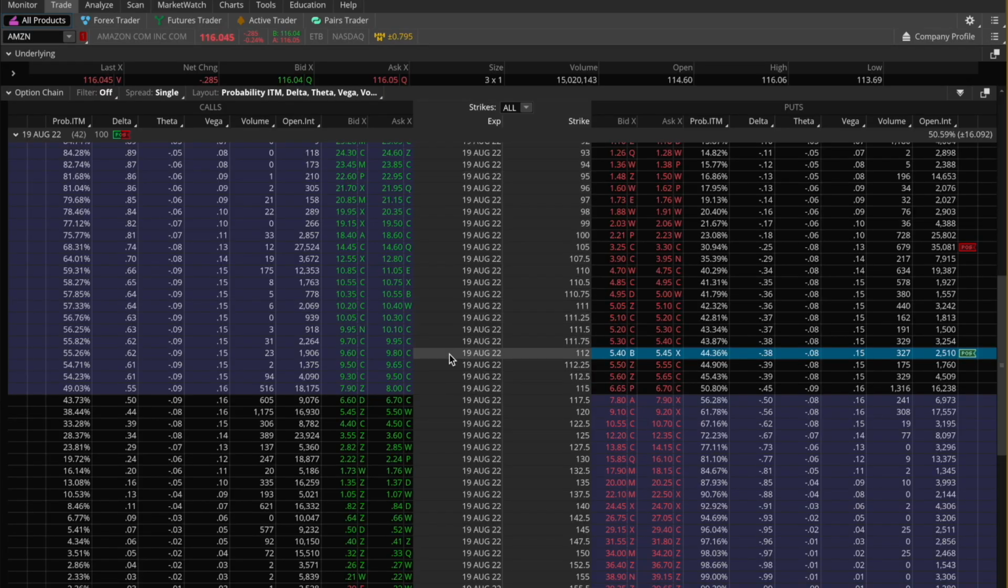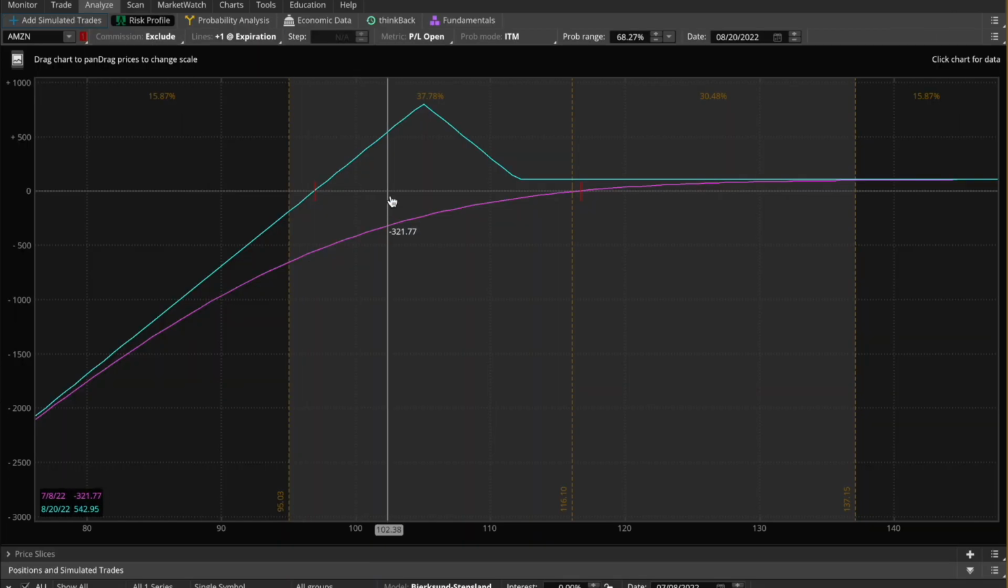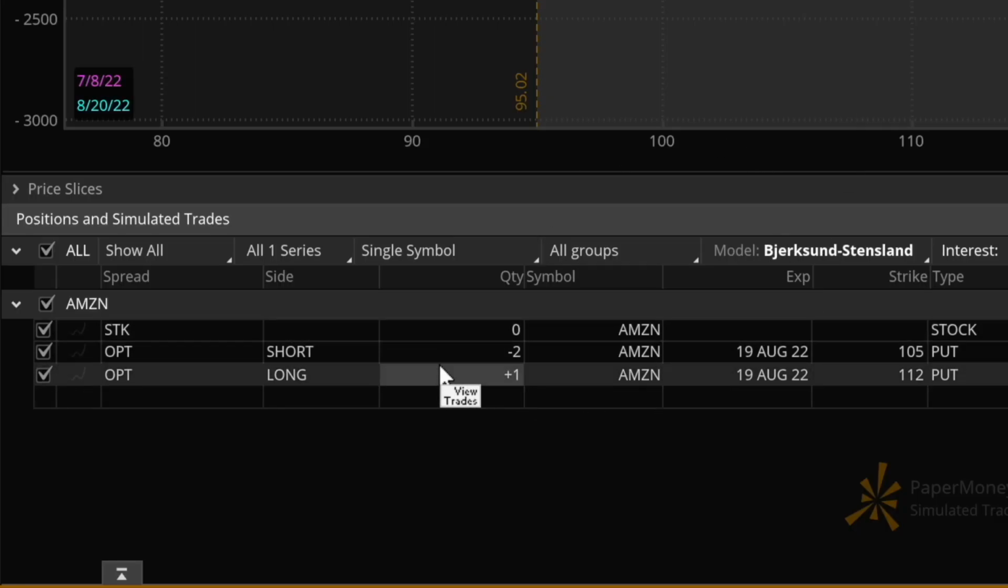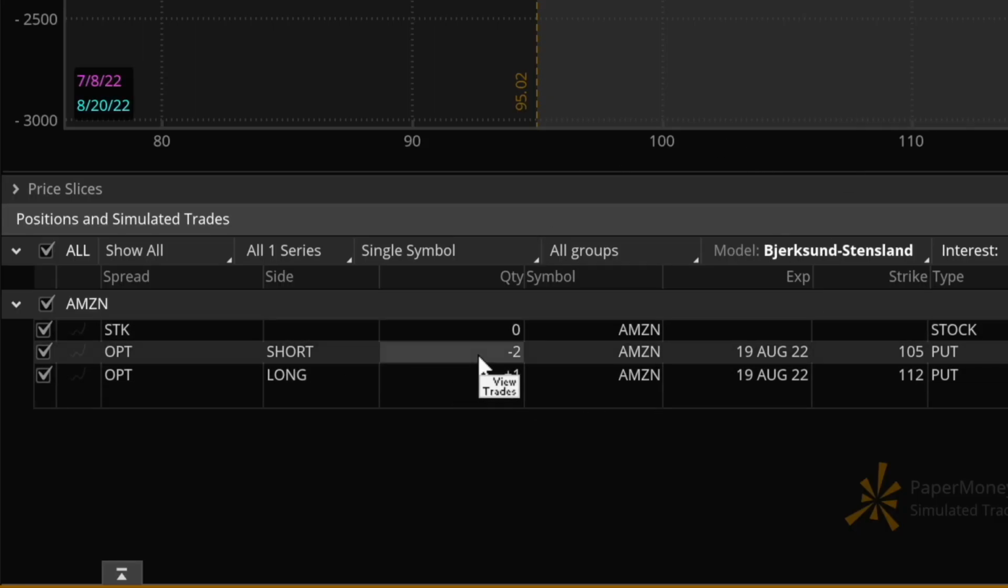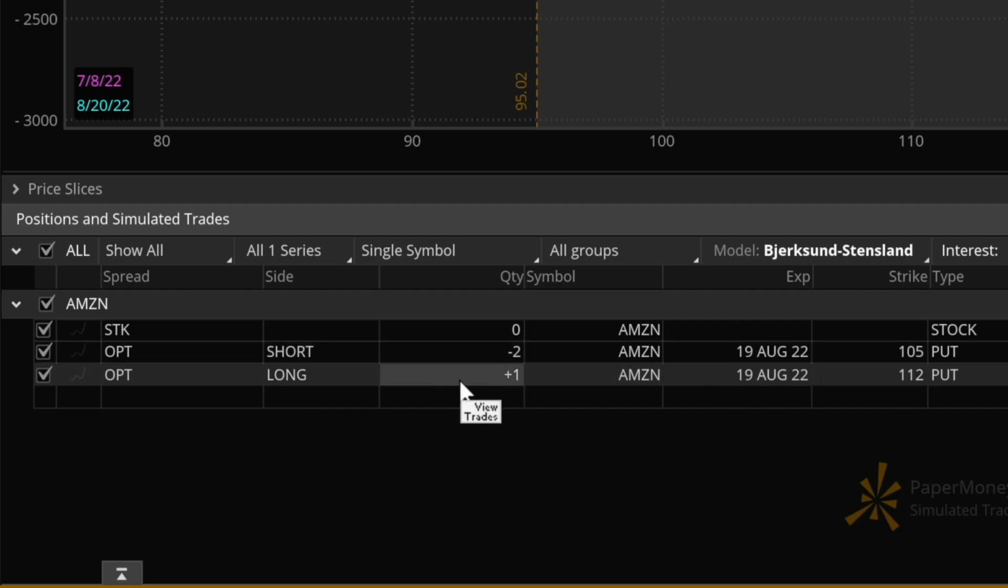And then lastly here, we'll come over to the Analyze tab and take a look at the risk profile of this Amazon ratio spread. And so as you can see down here, this is my actual position, right? Short two contracts of the 105 strike put option, and then long one contract of the 112 strike put option.